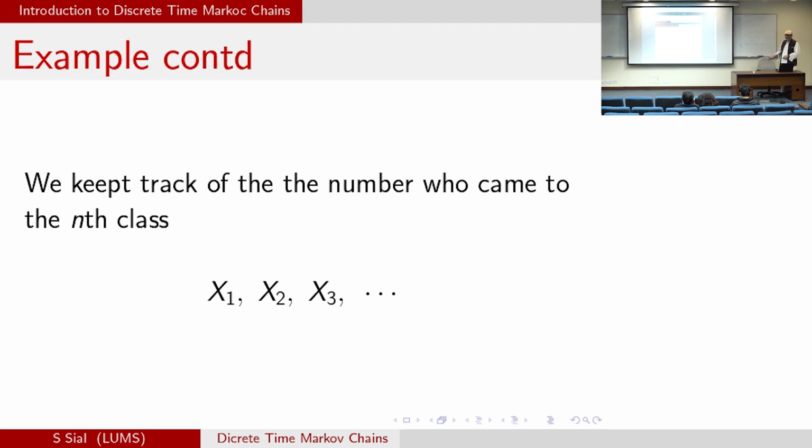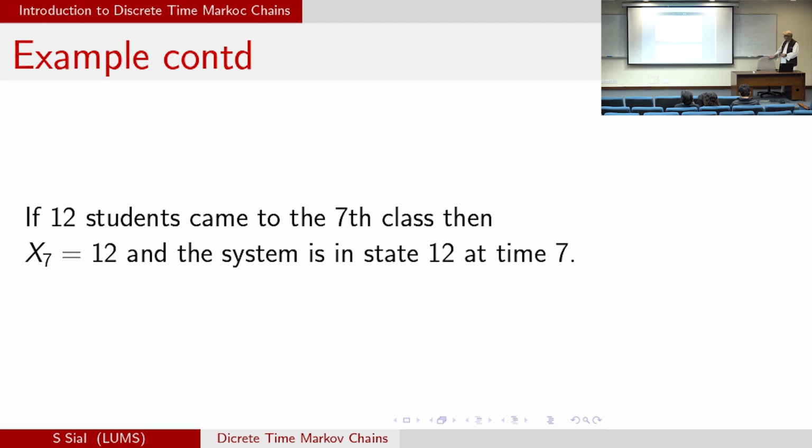So that's an example of a Markov chain. So if 12 students come to the 7th class, then x7 is set equal to 12, and we say that the system is in state 12 at time 7.